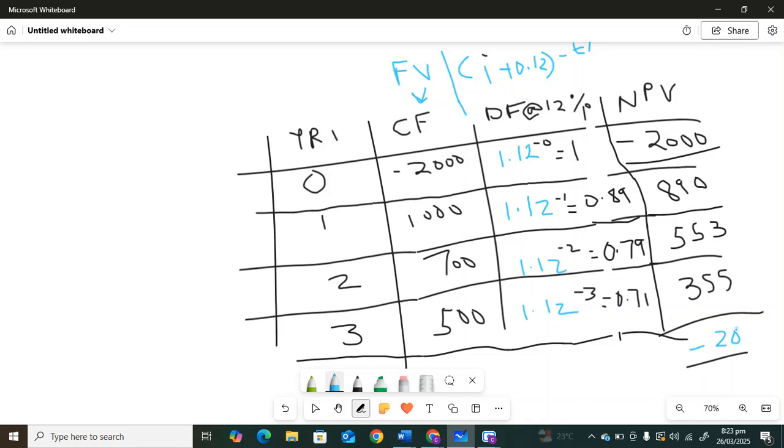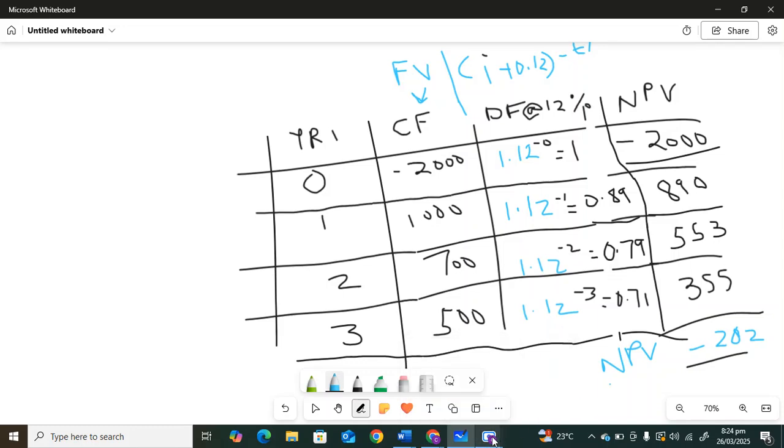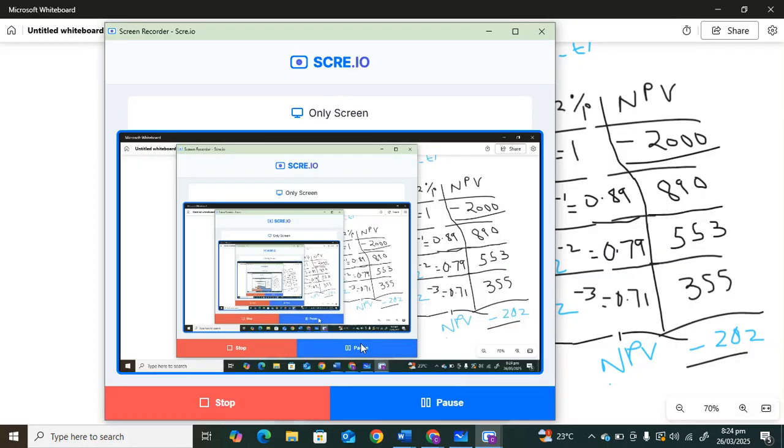So for this project, since the NPV is negative, you reject. You say no, we are not going to invest in this project. Because the negative net present value is representing a loss to you.